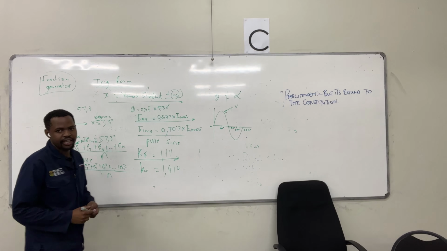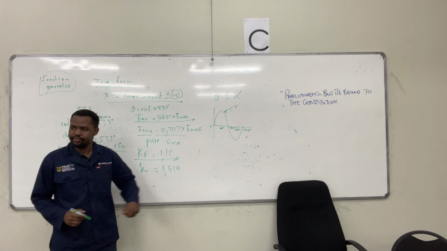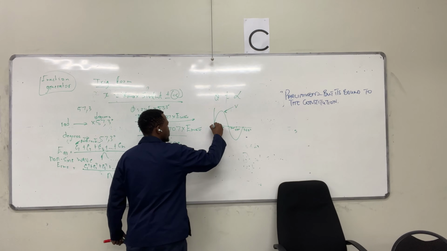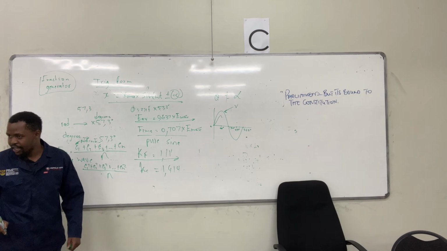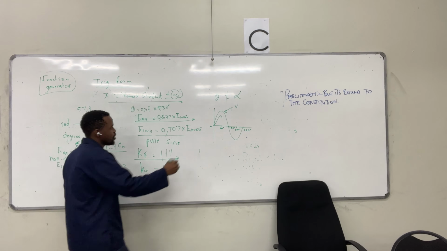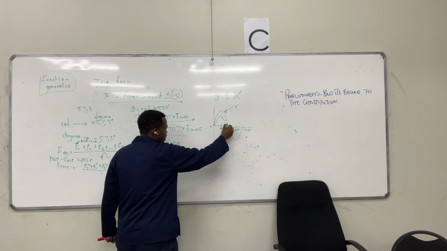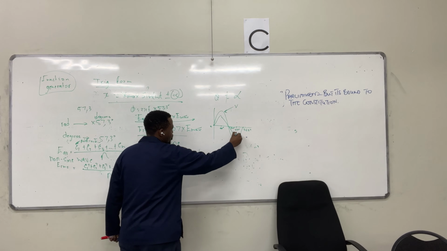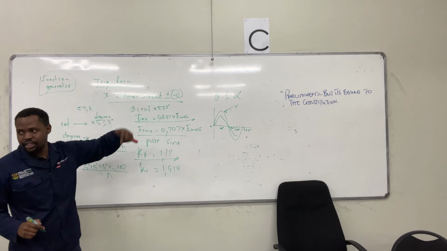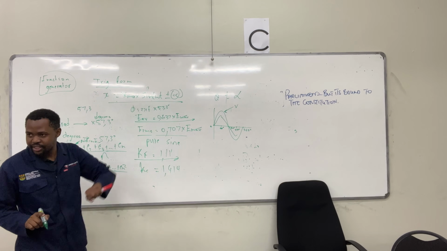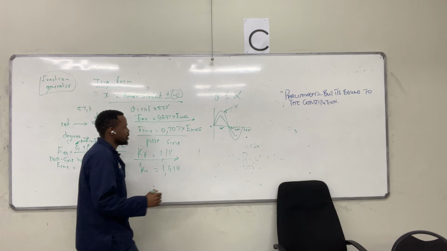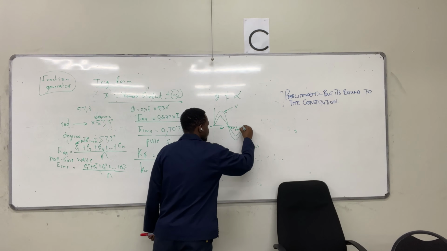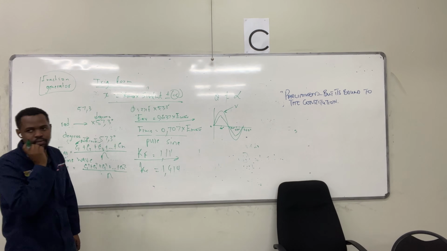Let's talk of a current and voltage in phase. If they are in phase, they begin at the same time at 0. They get to a maximum at the same time. They go back to 0 at the same time. They go to a maximum in the opposite direction at the same time.